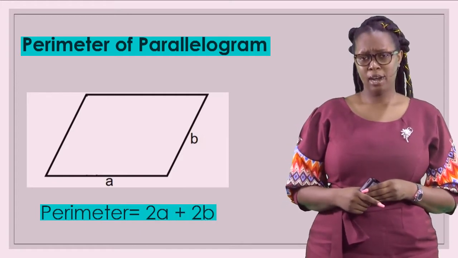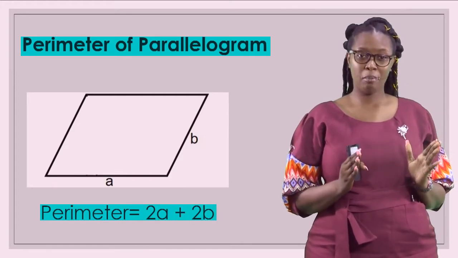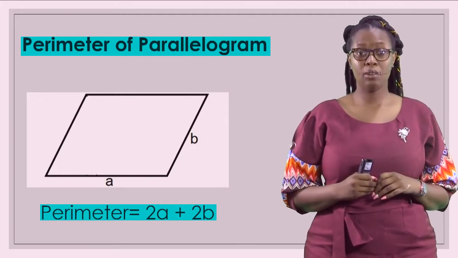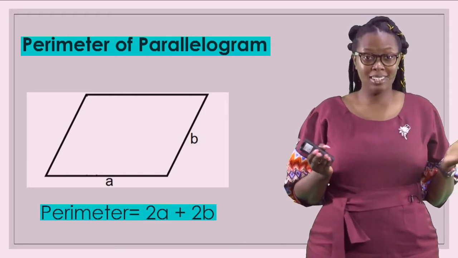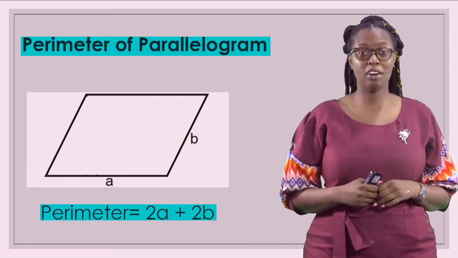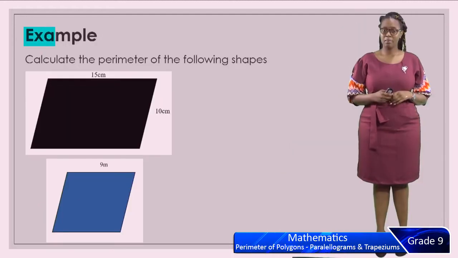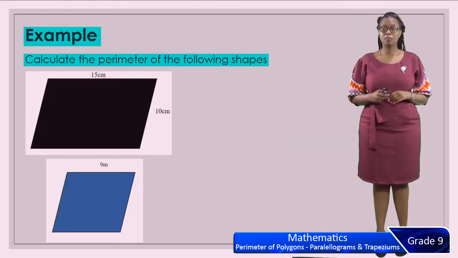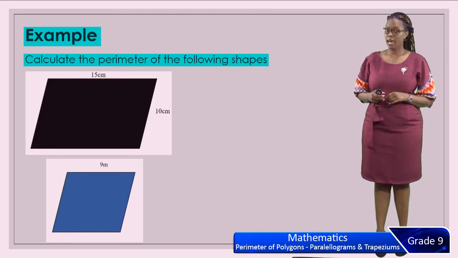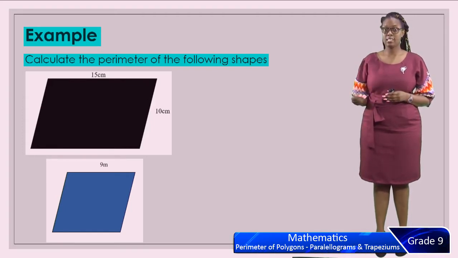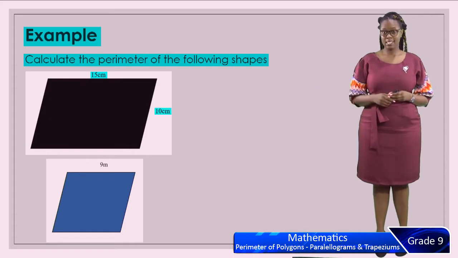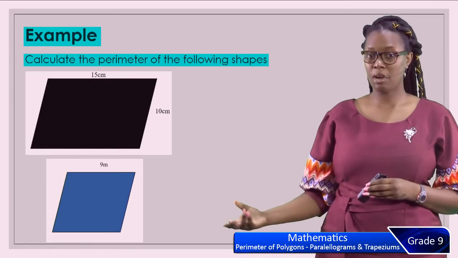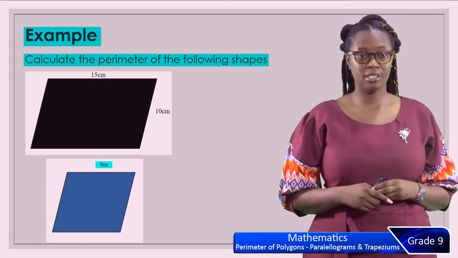Now, we could look at a parallelogram as a square, but a square that is slanted. So the same formula that we would use to calculate the perimeter of a square is practically the same formula that we use to calculate the perimeter of a parallelogram. Example, calculate the perimeter of the following shapes. In the first parallelogram, we have sides 15 cm and 10 cm. And in the second parallelogram, we have sides of 9 meters.